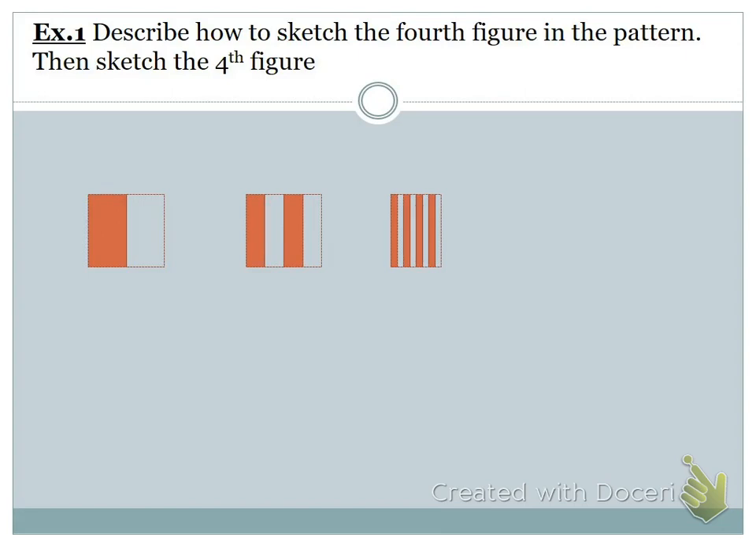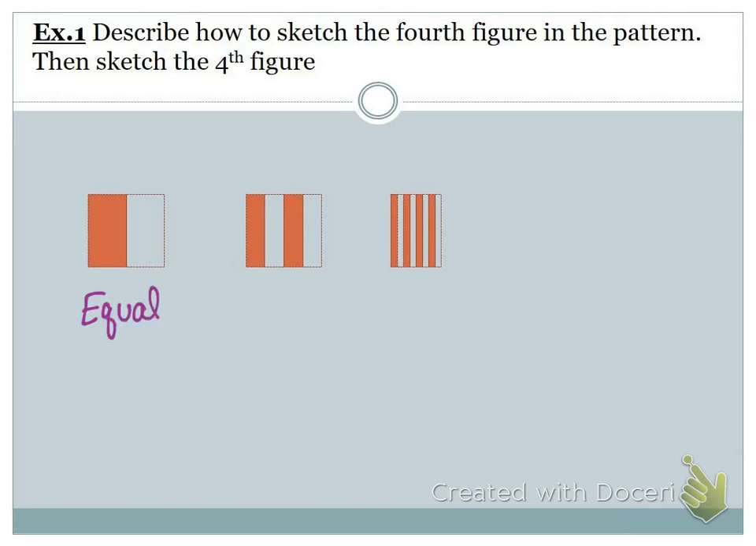Anyone have a description of how this would look? Or what's happening every time? Deidreana, you want to give it a try? Good. So we've got equally shaded parts increasing by a factor of 2 every time. Or every shaded and unshaded part is getting divided into 2 more parts every time. Something along those lines.